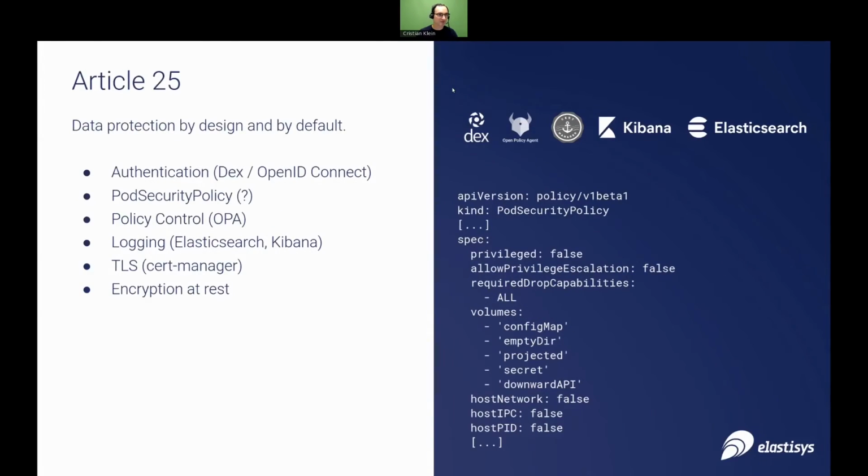So Article 25 says pretty much data protection by design and by default. Now, what exactly the legislator has meant by this is still up for interpretation, but if one were to take the broadest possible or the strictest possible interpretation for it, that kind of suggests that you should have a proper information security program running within your organization.